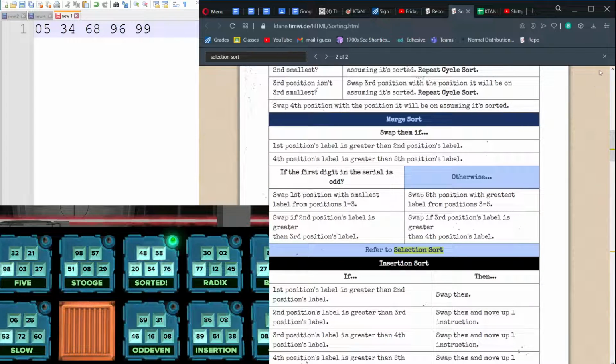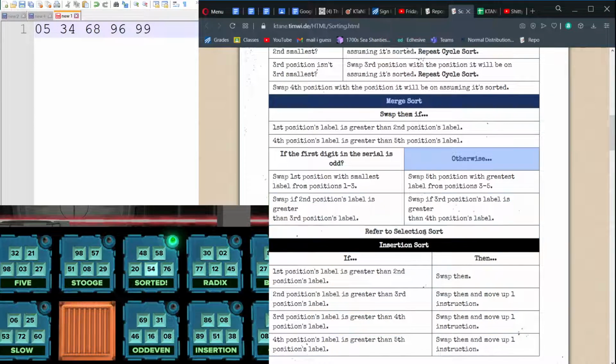And so, if the first digit of the serial number was odd, instead of doing the greatest from 3 to 5, we would do the smallest from 1 to 3. So not much changes there.